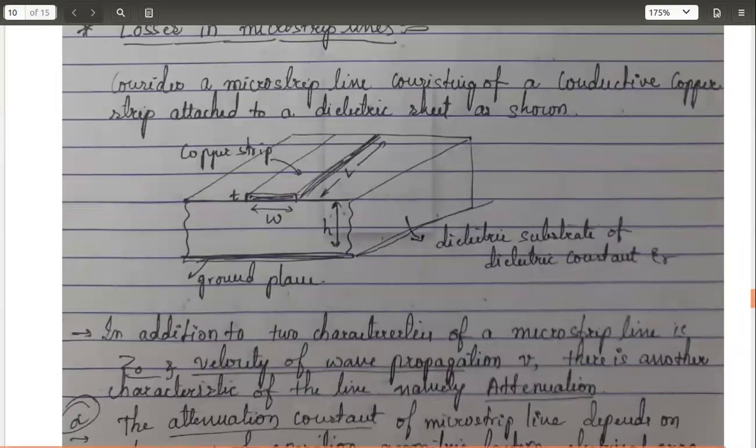We have even seen in module 1 how the propagation constant gamma is expressed. It is nothing but alpha plus j beta. So what is alpha? Alpha is the attenuation constant, beta is the phase constant. So we are now looking into this part. Alpha, that is the attenuation constant, that is important for us.